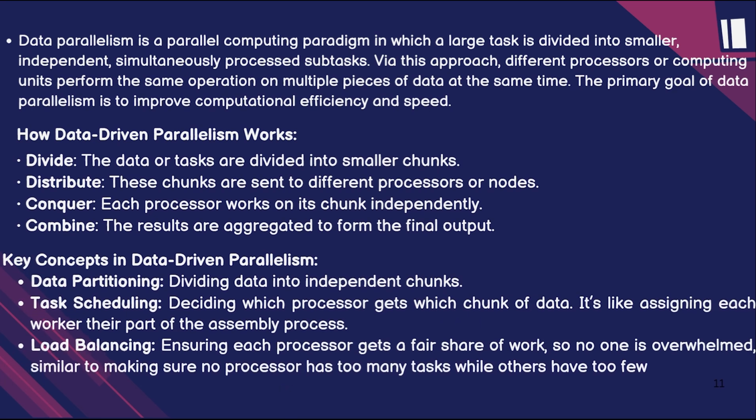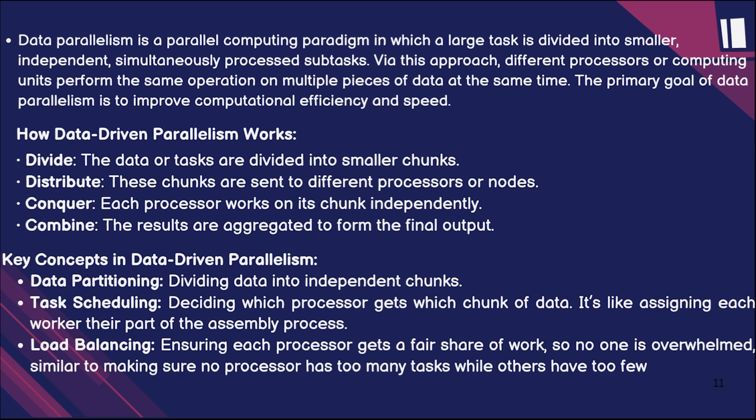So data parallelism is a technique in which we divide a large task into small subtasks and assign each subtask to a processor or a worker. These processors perform the same operation on multiple pieces of the data at the same time. So the goal of data-driven parallelism is to improve the computational speed. How does this data-driven parallelism work? It works on simply four terms: divide, distribute, conquer and combine.